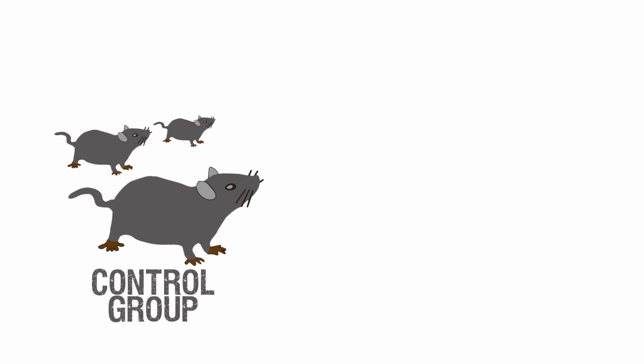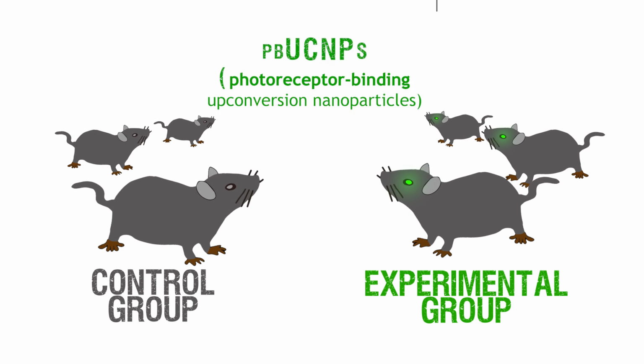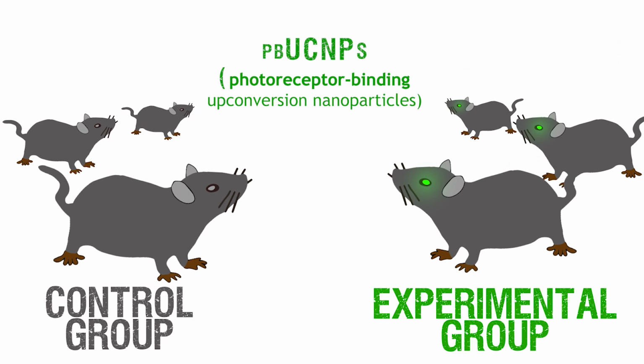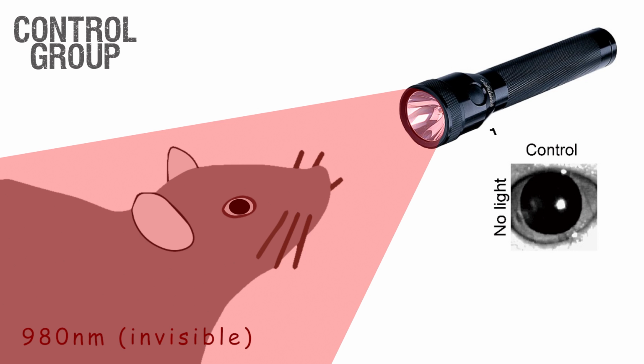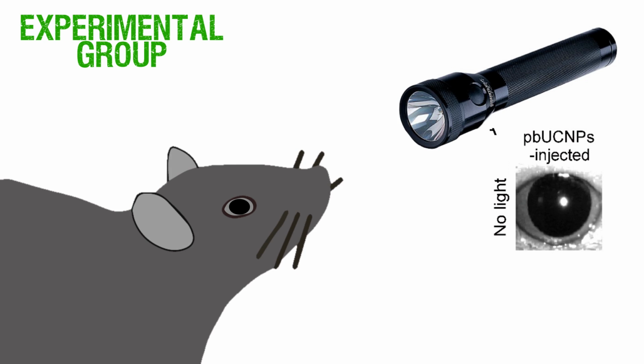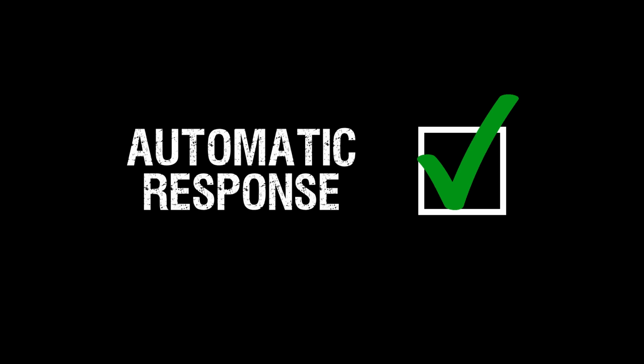On the left, we have our control group of normal mice, and on the right, we have our group of mice injected with the photoreceptor-binding upconversion nanoparticles. First, near-infrared light was shined into the eyes of both groups. The control mice's pupils showed no response, but the injected mice's pupils involuntarily constricted.